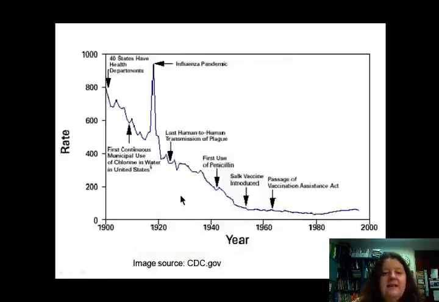So here's that same graph. This time it's labeled with some of the big events. So you can see right here at 1900, by this point, 40 states have state health departments. So they, like I said, are paying people to do nothing other than try to keep people healthy. And here we have chlorine being used in our water to keep our water supply safe, right? That's helping drive down infectious disease.